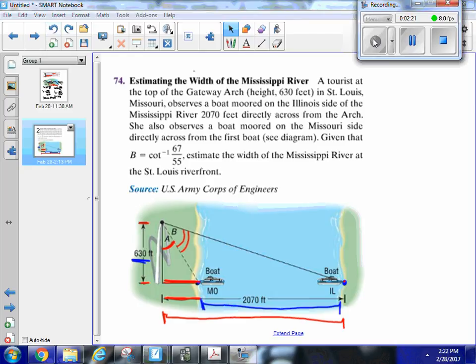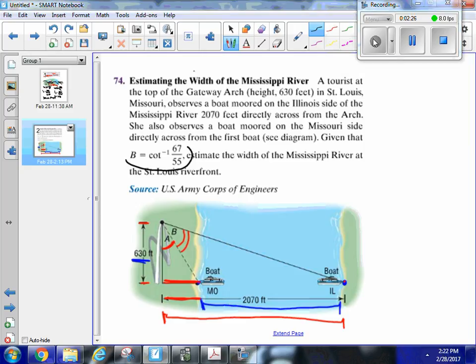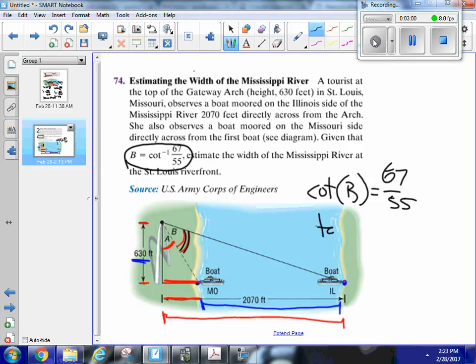The only piece of information they're giving me is a little bit convoluted. They're telling me that angle B, which is this angle here that I don't really need to know right yet, has an inverse cotangent of 67 over 55. Well, let's work with that a little bit. That means that cotangent of angle B is equal to 67 over 55. That should mean that tangent of angle B is equal to the reciprocal, 55 over 67. So I should be able to go inverse tangent of 55 over 67, and that should get me my angle B.